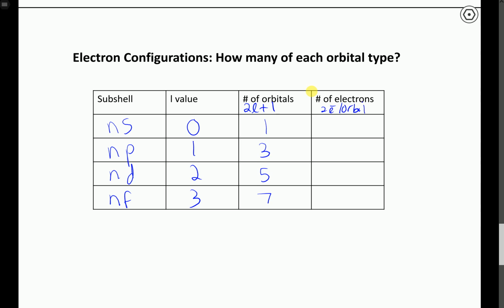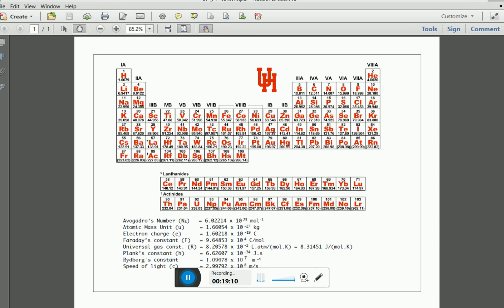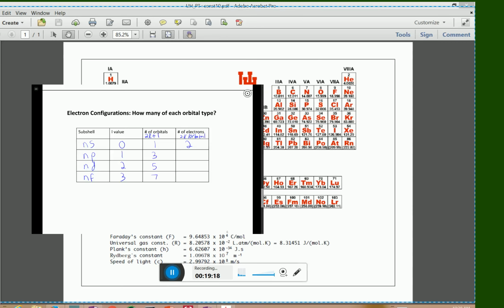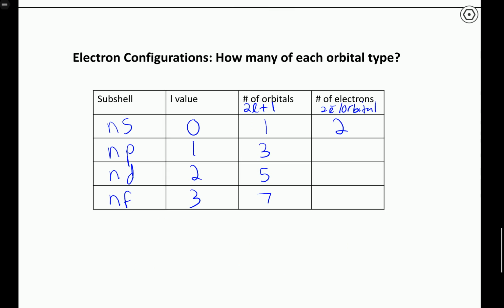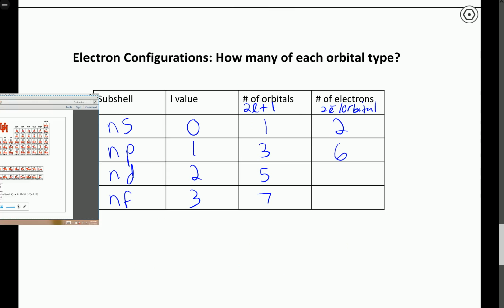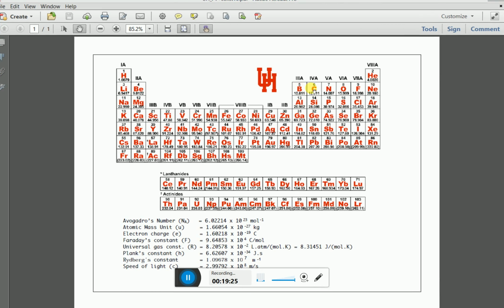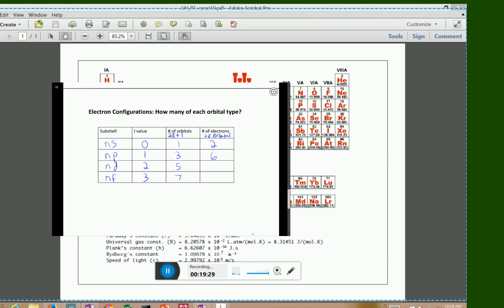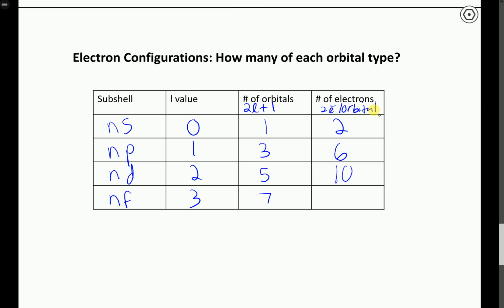So remember, this relationship tells us that in an S subshell we can fit 2 electrons, and that's why if we go back to the periodic table, the S block here has 2 elements, or there are 2 columns in it, because there are 2 S electrons that we can place into the S subshell. P, you can fit 6 electrons, and that corresponds to the periodic table having 6 columns there. D, you can fit 10, F, you can fit 14, and again the periodic table shows us that.